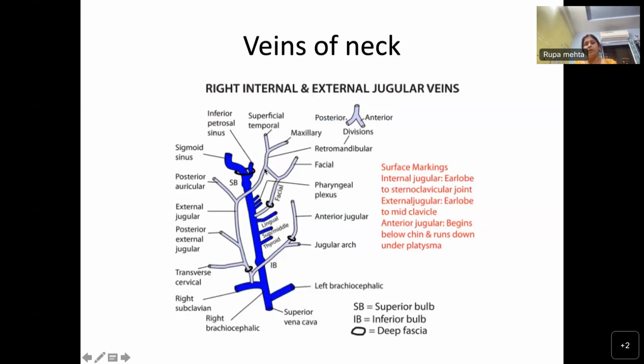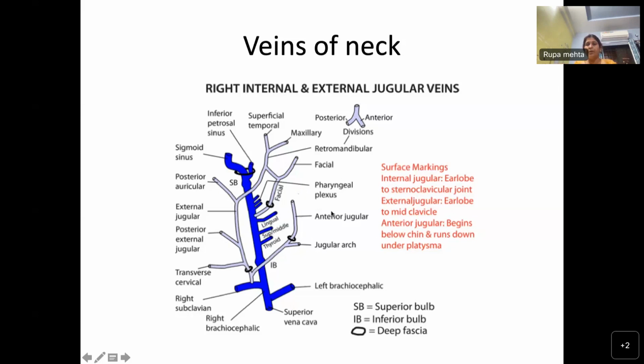Now, the posterior branch of the retromandibular vein combines with the posterior auricular vein and forms the external jugular vein, which also receives a few tributaries: posterior external jugular and transverse cervical, and ultimately drains, and also the anterior jugular. Anterior jugular we'll cover later.